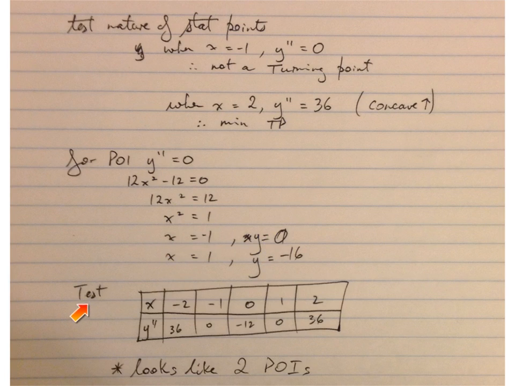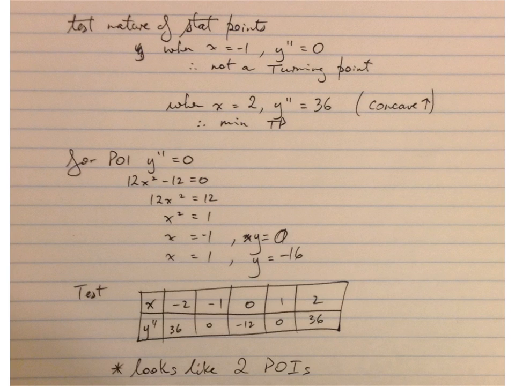Now, here's the important thing. We've got to test both points of inflection. So there's -1, +1. Choose numbers either side of those, and we get positive, negative, positive. And therefore, this thing looks like there's 2 points of inflection.